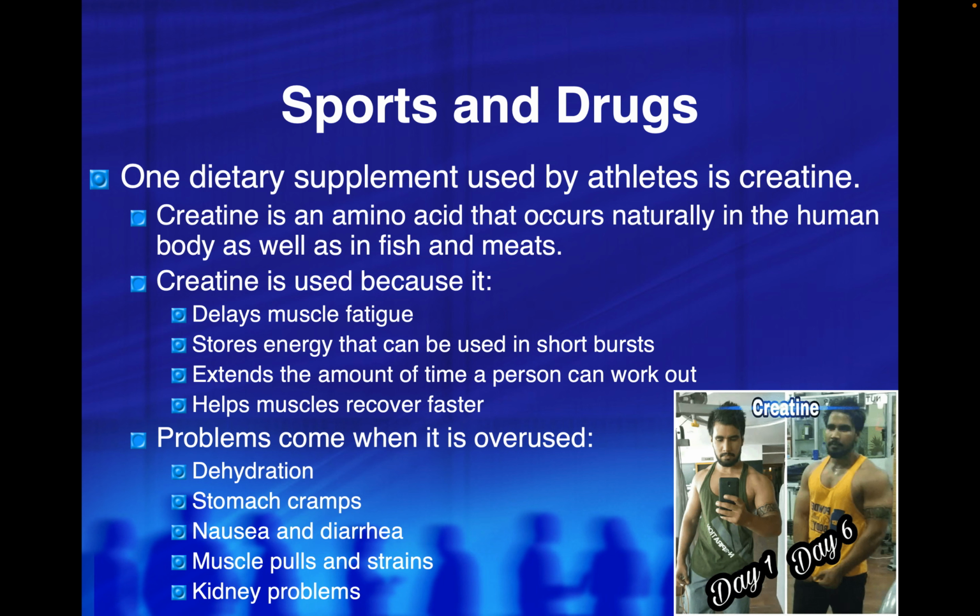It stores energy that can be used in short bursts. It extends the amount of time a person can work out. It helps muscles recover faster. Problems come when it is overused. It causes dehydration, stomach cramps, nausea and diarrhea, muscle pulls and strains, and kidney problems. And you certainly don't want kidney problems. And here's a guy that used creatine, and here he is on the 6th day, here he is on the 1st day.